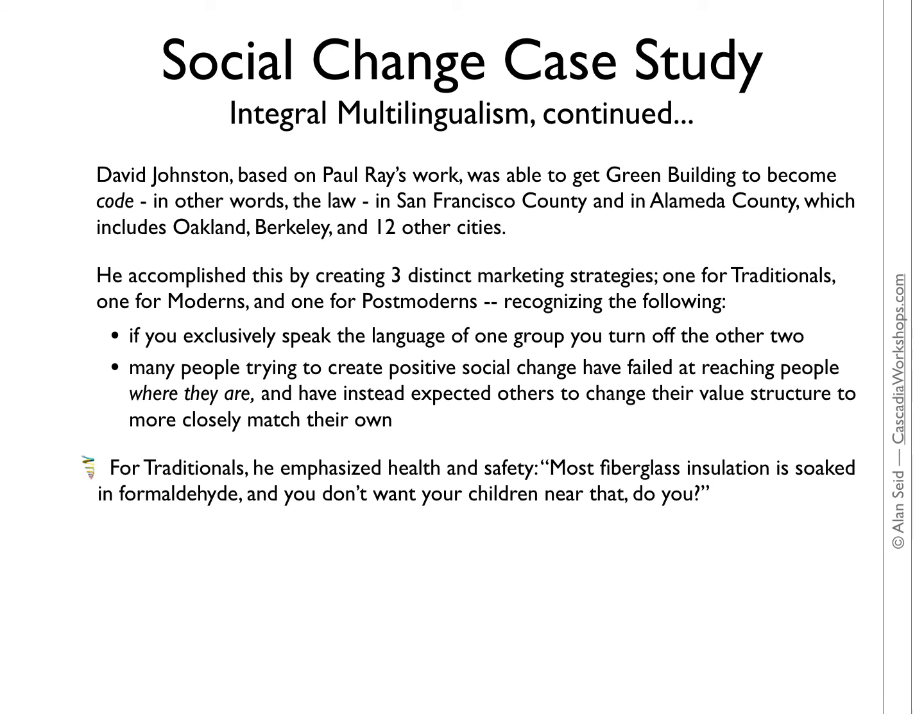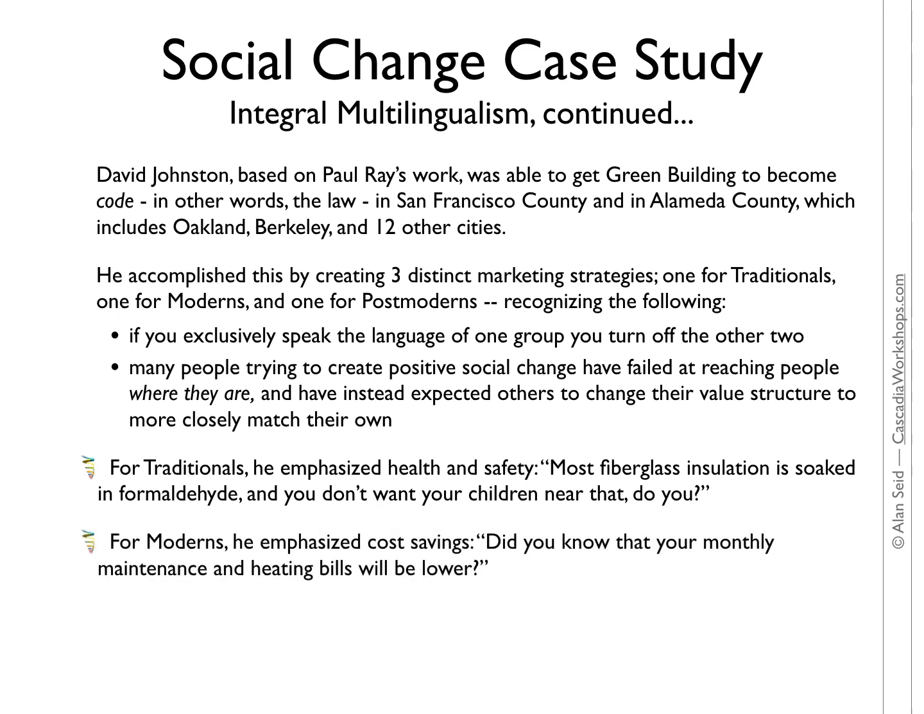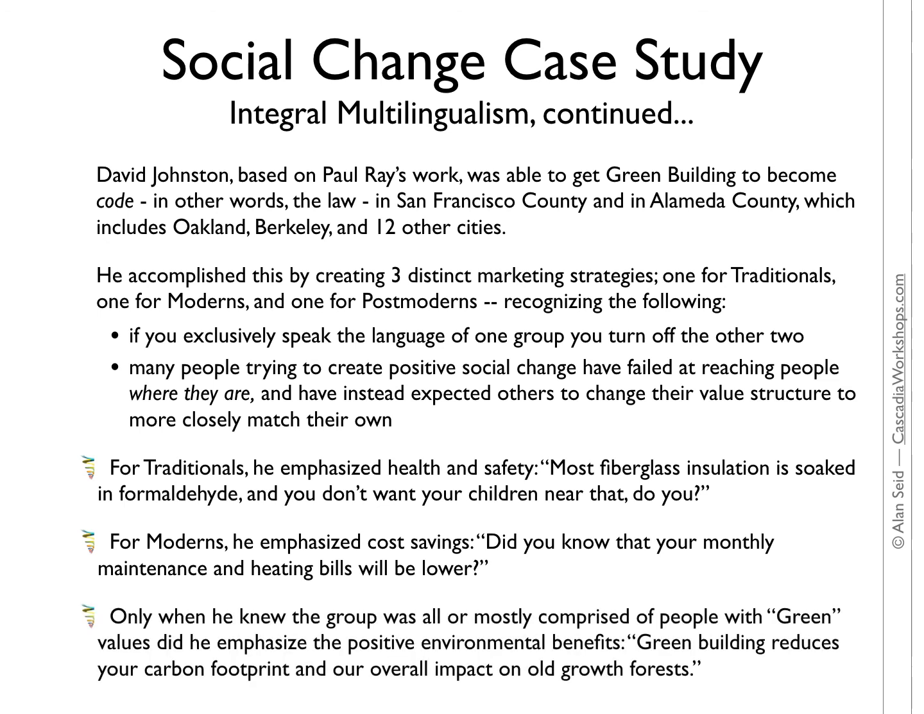So for traditionals, David Johnston emphasized health and safety. For example, most fiberglass insulation is soaked in formaldehyde. You don't want your children near that, do you? For moderns, he emphasized the cost savings. Your monthly maintenance and heating bills will be lower. And only when he knew the group was all or mostly comprised of people with quote-unquote green values did he emphasize the positive environmental benefits. Green building reduces your carbon footprint and your overall impact on old growth forests. So this is an example of this work applied. When we look at different lines of development in subcultures, how do we speak the language to reach people where they're at? This is really important in social change.